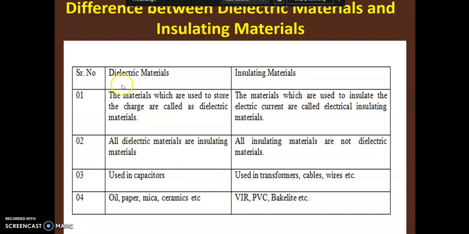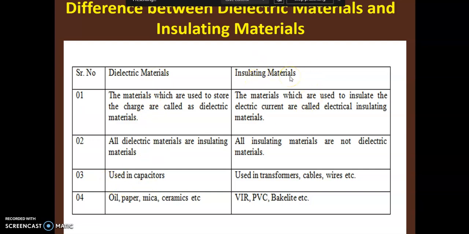Now, dielectric materials store charges. From the name itself it implies the purpose of dielectric material: to store charge. So definitely it will be used in capacitors, because capacitors are used for storing the charge. So dielectric materials are used for storing the charge, and they will be used in capacitors.